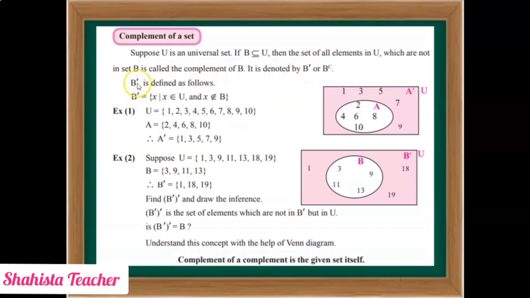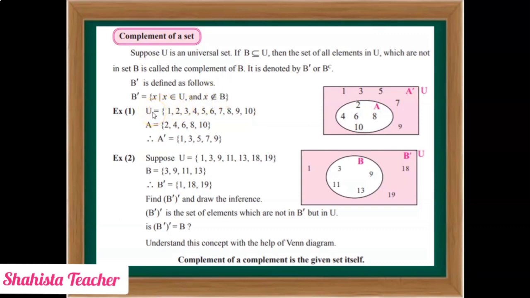So here B complement is defined as B complement is equal to curly bracket X such that X is the element of universal set and X is not an element of B. X is an element of U but X is not an element of B. यानी कि X के पास जो elements है वो U के पास है, वो U consider करता है. But X के पास जो element है वो B में नहीं है. ये हमको यहाँ पर show करना है.